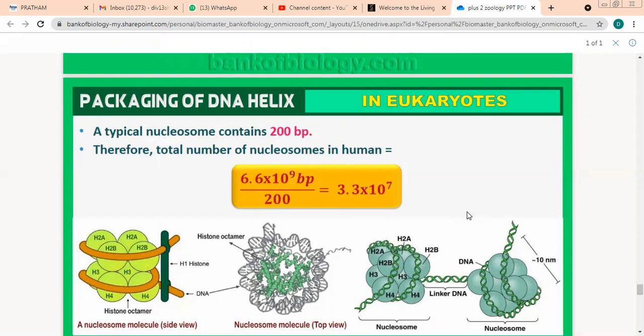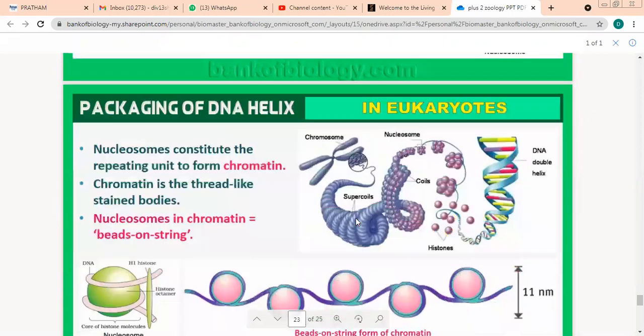After division, how many nucleosomes will come? We cancelled 2 zeros with 10 to the power 9, and the figure which came was 3.3 into 10 to the power 7. It's not difficult. Just 2 zeros get cancelled, leaving 10 to the power 7, and 6.6 divided by 2 is 3.3.